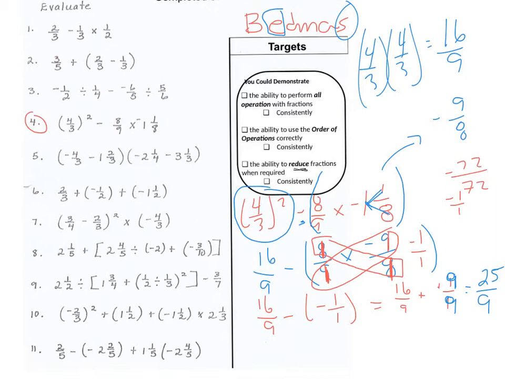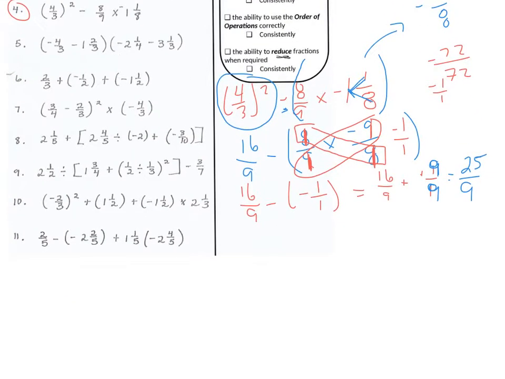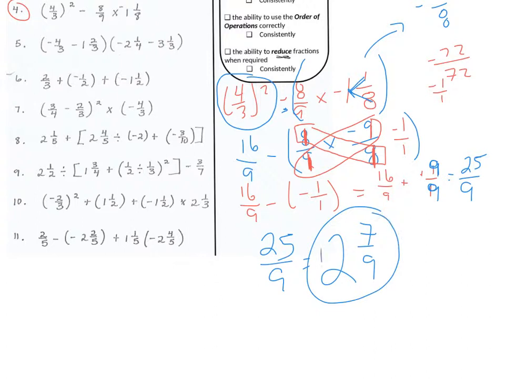And I'm out of room, so I'll try to move all this up. And so I have positive 25 over 9. 9 goes into 25 twice. That would give me 18. And there's 7 left over, and that is a reduced answer. And I'll put my positive in just for show. Okay, so I'm going to clear that.